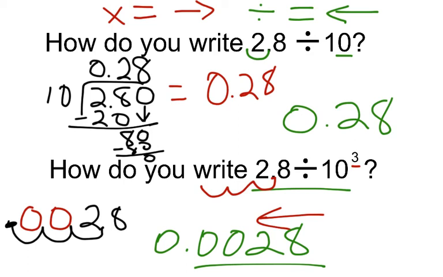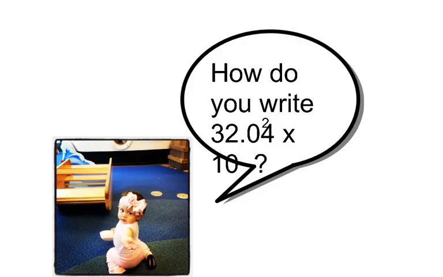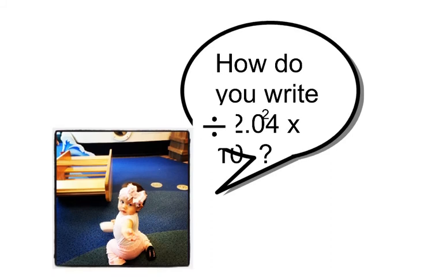Let's look at another example. How do you write 32 and 4 hundredths? Sorry, that should be a division sign, which I've changed for you. How do you write 32 and 4 hundredths divided by 10 to the second power?